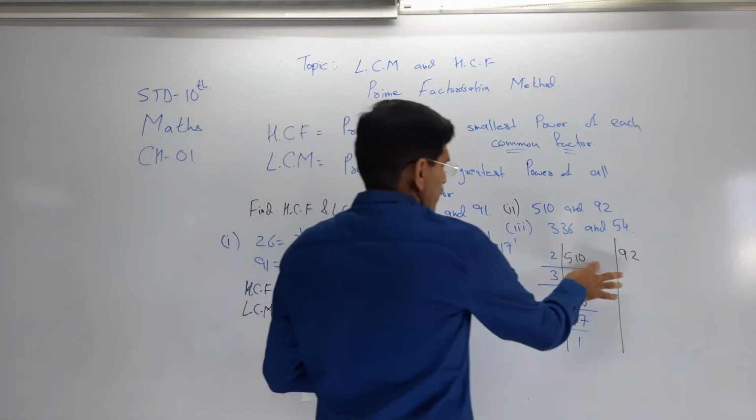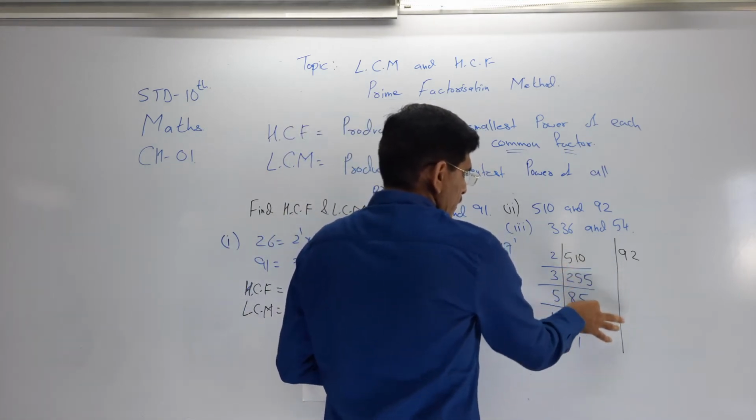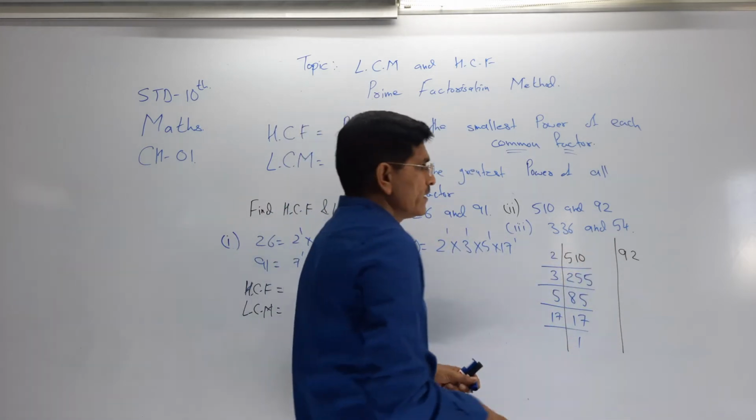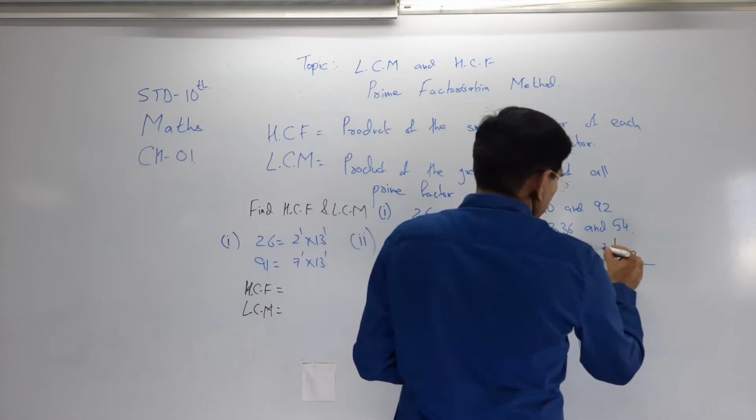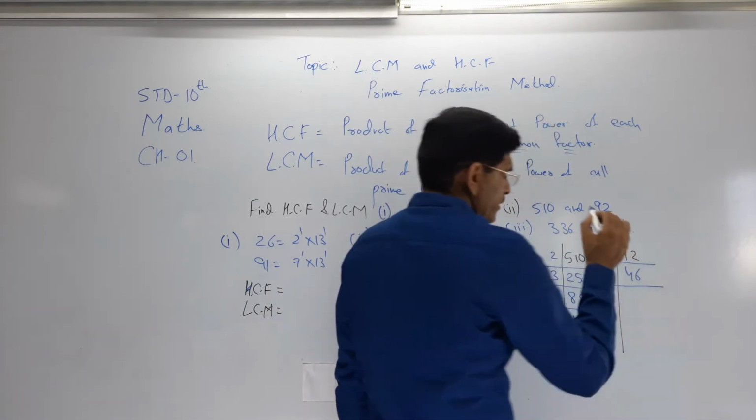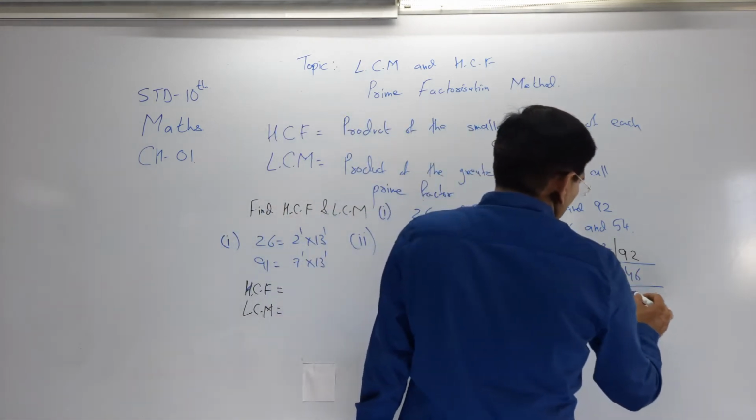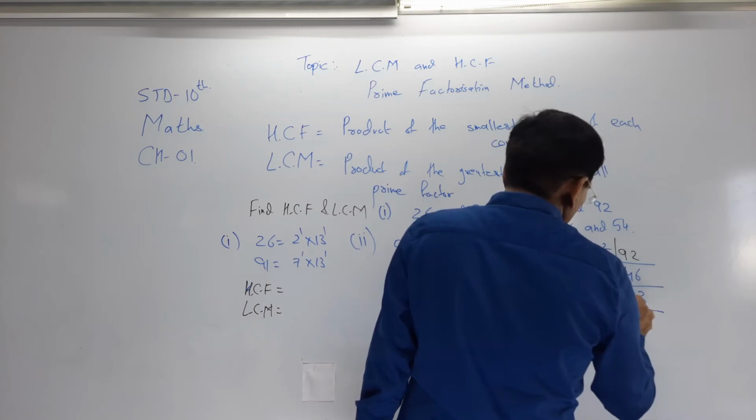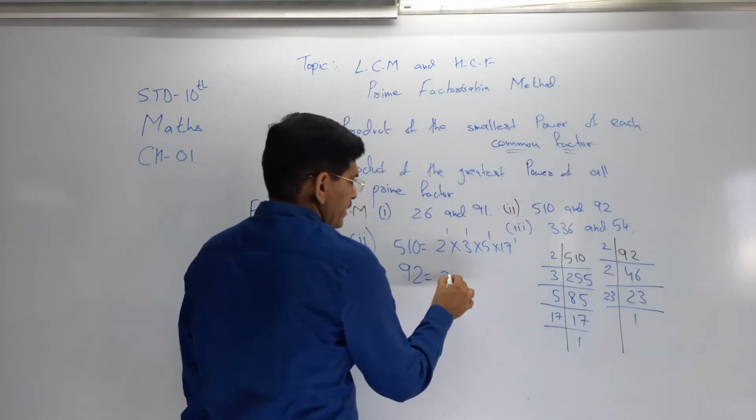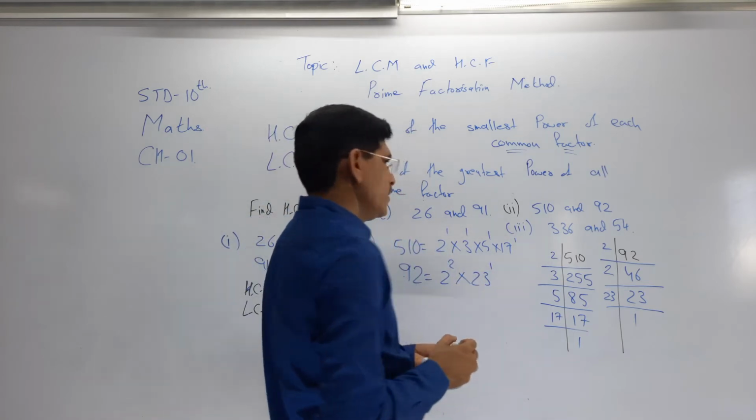So when we do the prime factorization, remember, for an even number, it will be divided by 2. 2 fours are 8, 2 twos are 4, again 2, 23, again 23, 1. So 92 is 2 to the power 2 and 23 to the power 1.